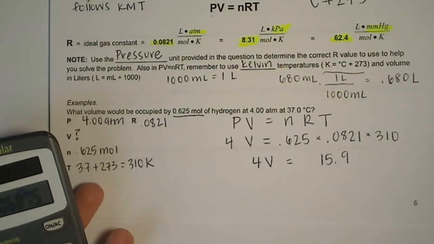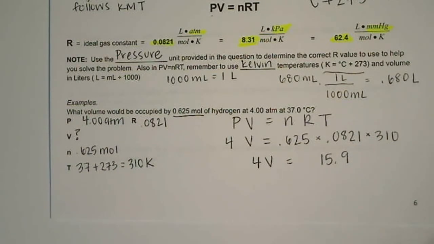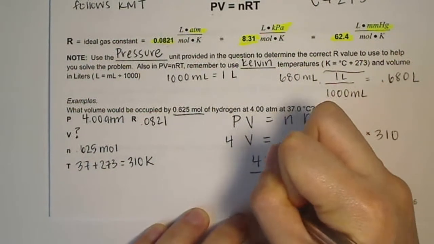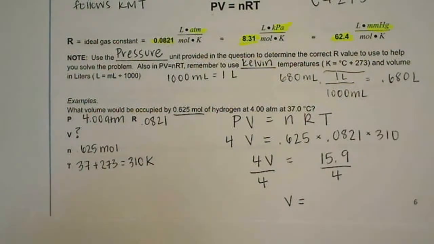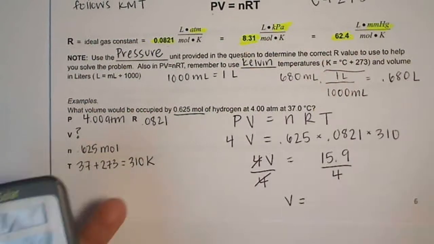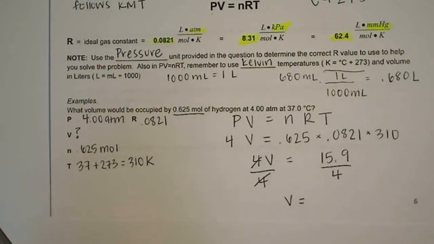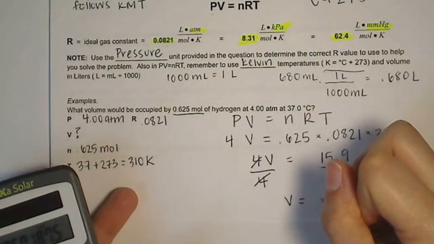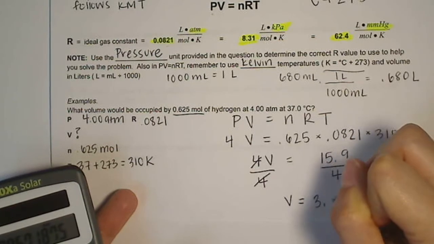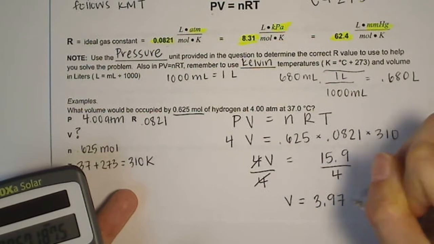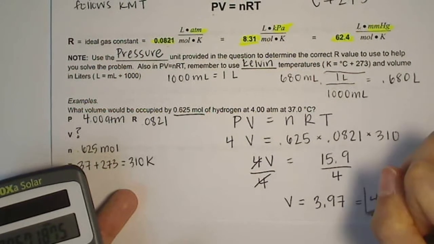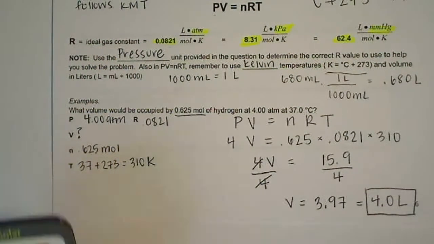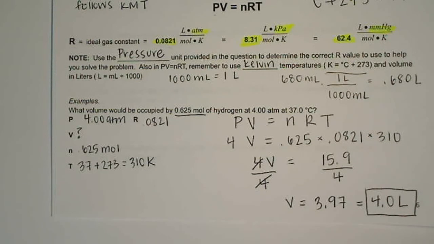To get volume by itself, we're going to divide by 4 on each side. Then these will cancel out, and 15.9 divided by 4 is 3.97. We're just going to round that up to 4 liters. So we just solved for volume.